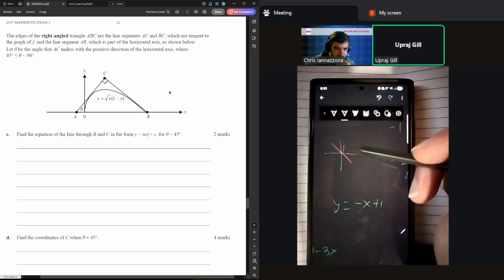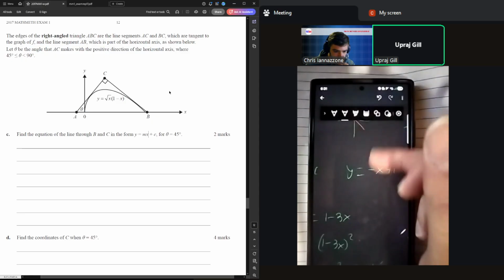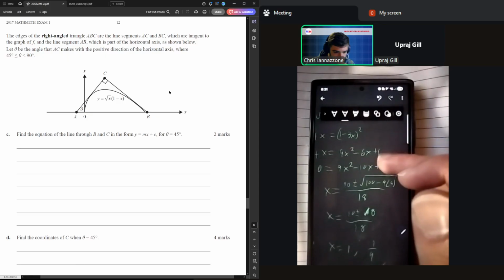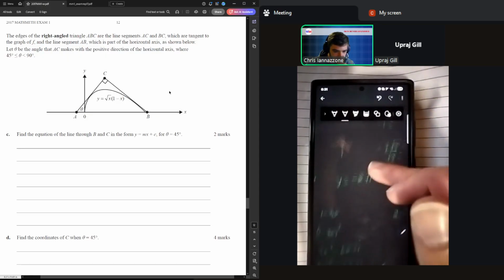Oh yeah, you're right. My bad. I think what you did was required. I was just curious if maybe it is. My equation is y is equal to negative x plus 1. Yeah, that's what it ends up should be.